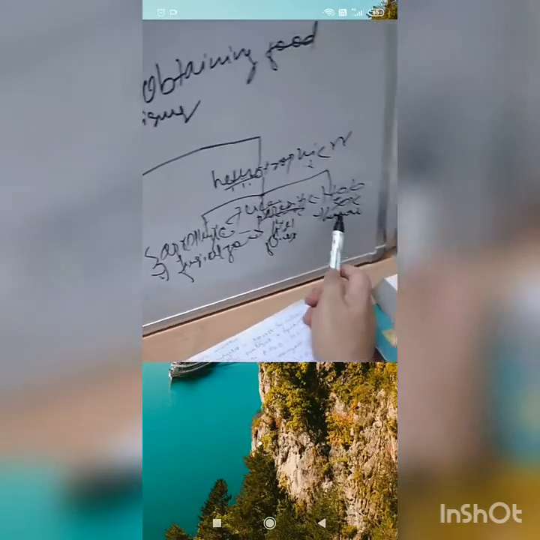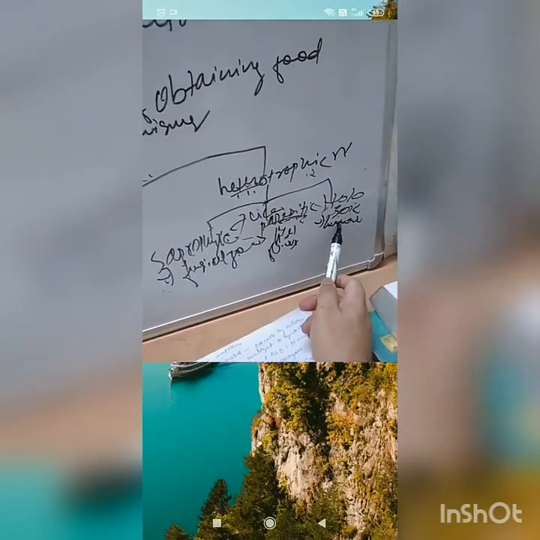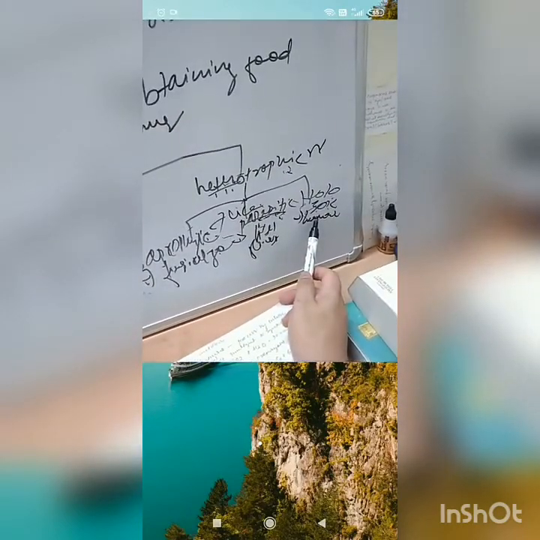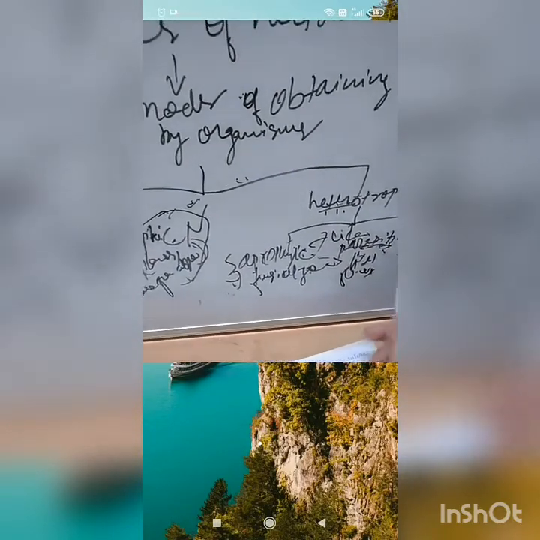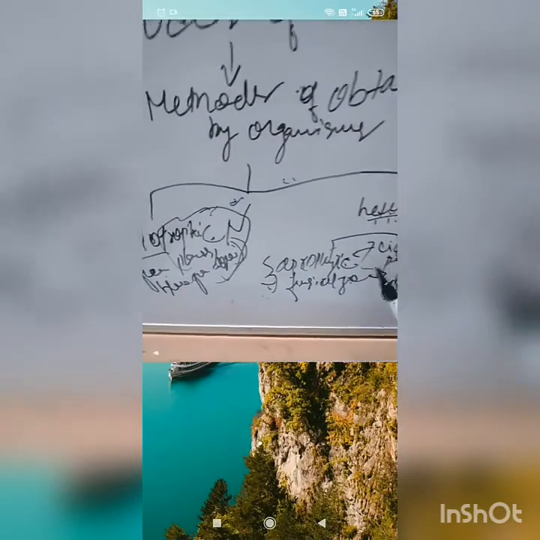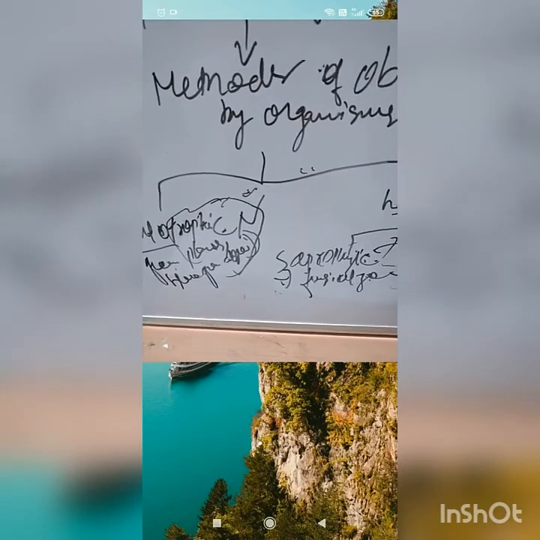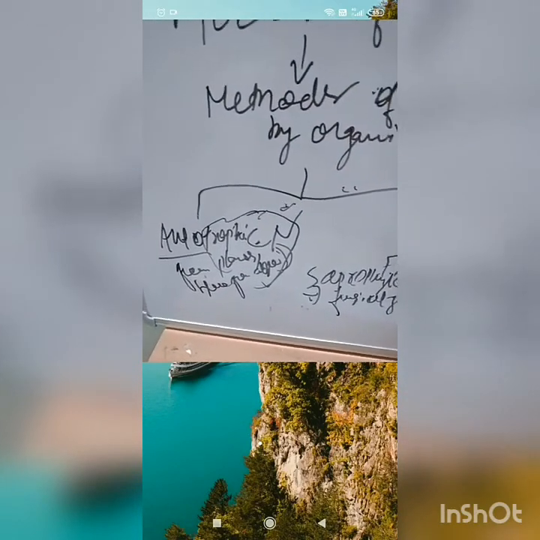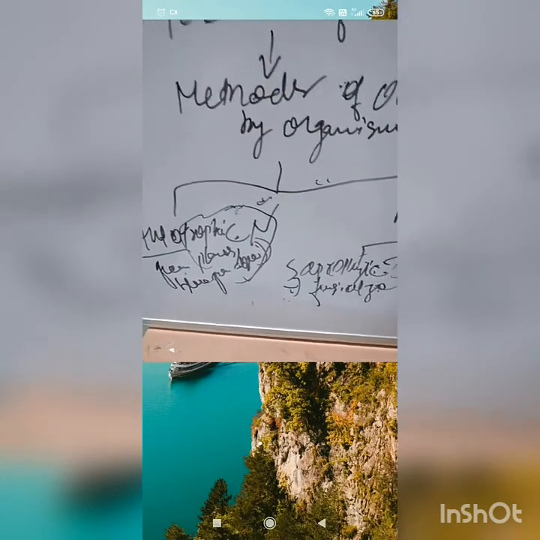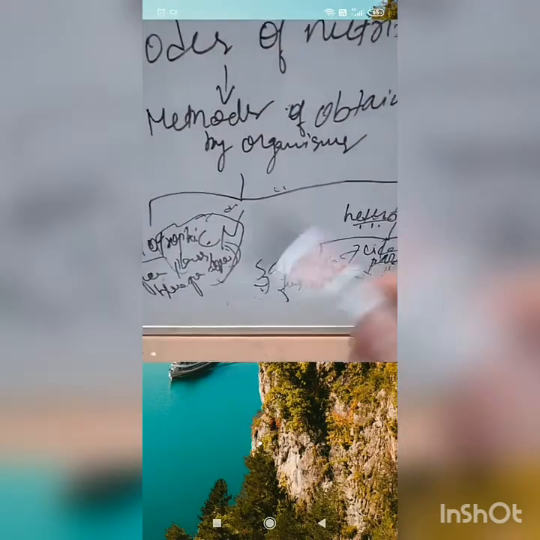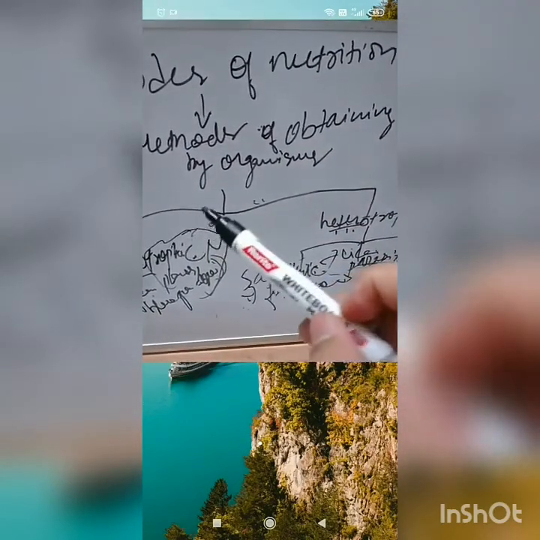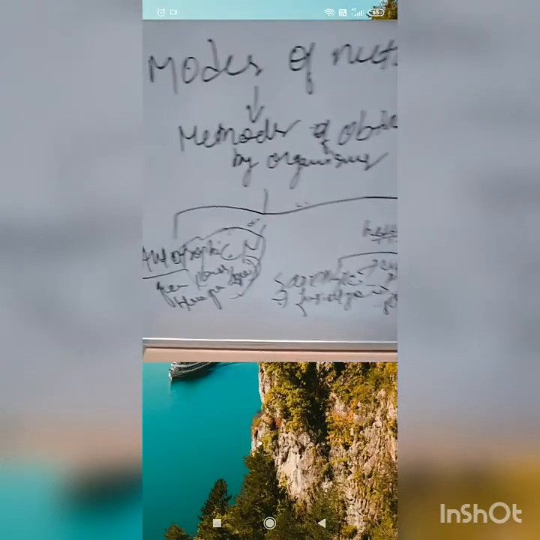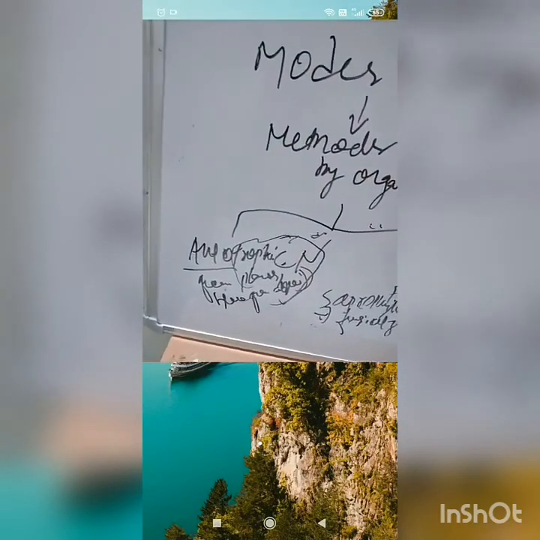And here we have holozoic, which is humans and animals. They take food from other organisms. We consume food; we depend for food on other living organisms and other animals. Holozoic is very important. Parasitic and holozoic are very important from the exam point of view. And whenever you write something in the exam, try to write in a flowchart manner. The examiner will give you good marks because it gives a visual impression.